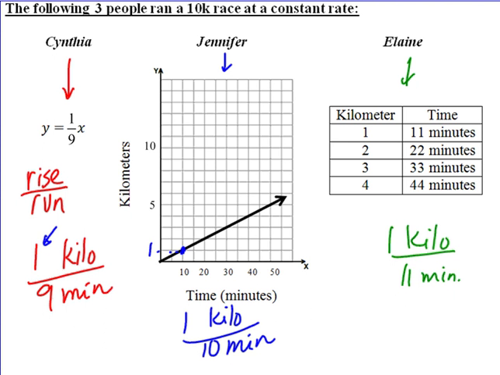If they keep this pace up in a 10K race, Cynthia is going to be done in 9 times 10, or 90 minutes. Jennifer is going to be done in 100 minutes, and Elaine's going to be done in 110 minutes. So we can tell how the race is going to go just based on their unit rates.